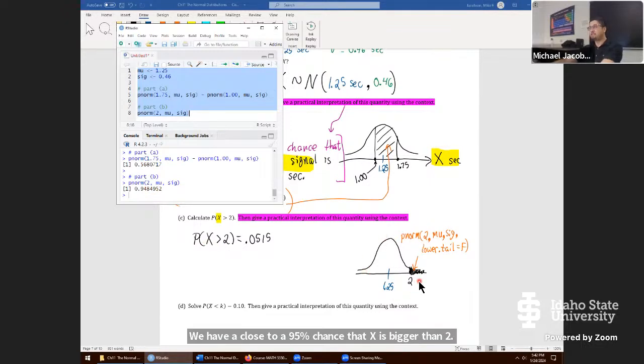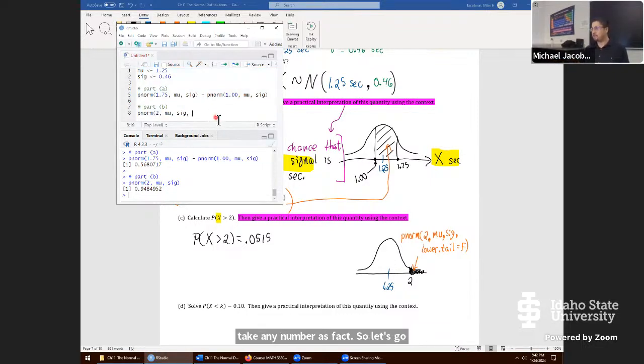And even if you didn't draw this, I'm just drawing it so it's part of the notes. Even if this wasn't on your paper, just try to visualize it on your mental chalkboard and you'll know, hey, that was supposed to be small. 2 is far from the mean, far to the right. There's no way that's right. The more you kind of try to think of the picture underlying the process of what the calculator actually did, the better. That way it's not some mysterious black box where we take any number as fact. So let's go back to the right syntax on this one. Lower dot tail, false.